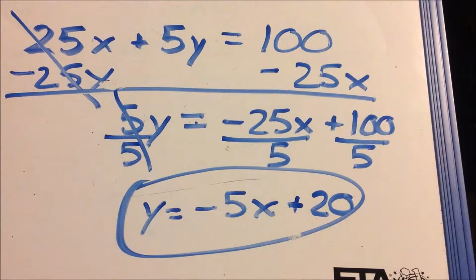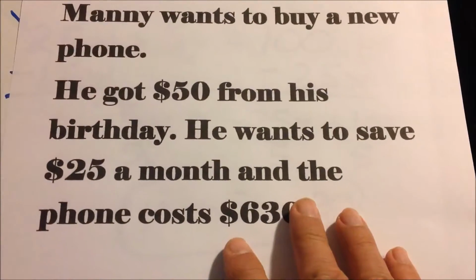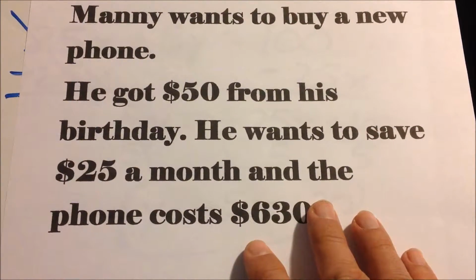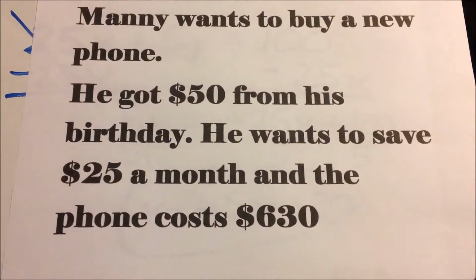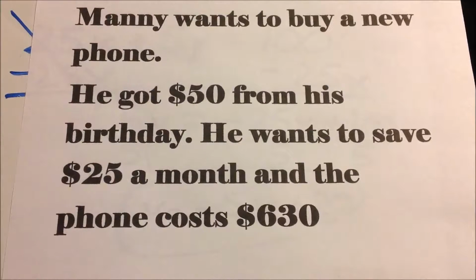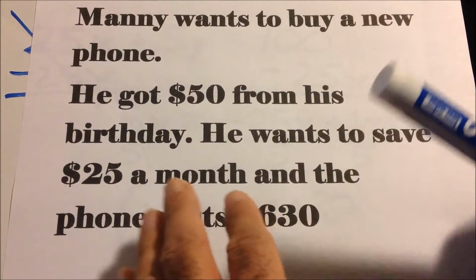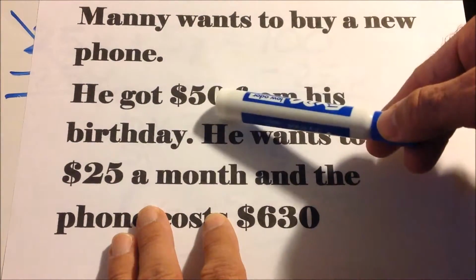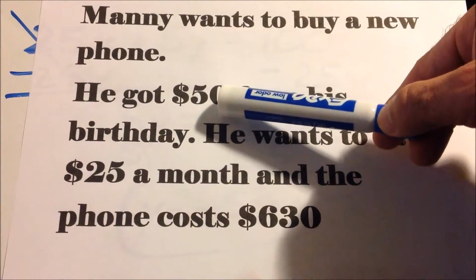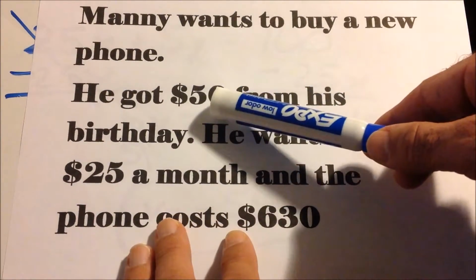Now let's look at a word problem. Say you had this. Manny wants to buy a new phone, whatever it is, Samsung, iPhone, whatever the new thing is. He got $50 from his birthday, and he wants to save $25 a month. And the phone costs $630. So we know his initial amount is $50. That's what he got. That's the y-intercept.